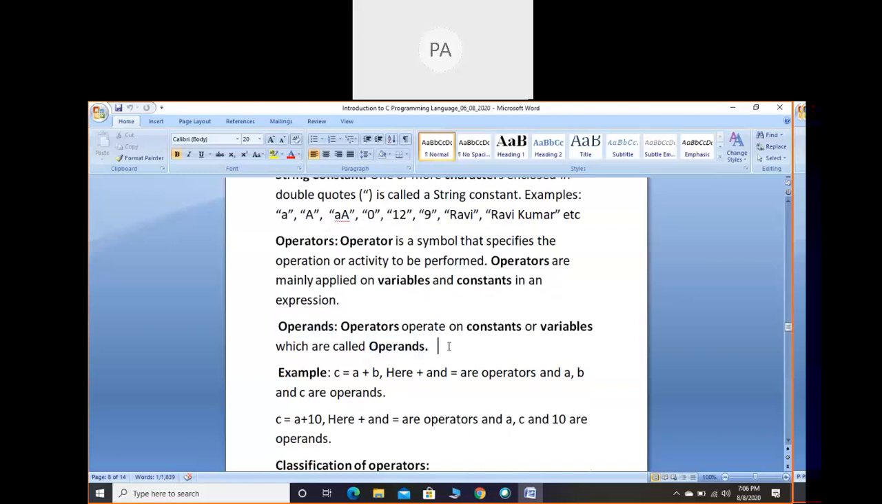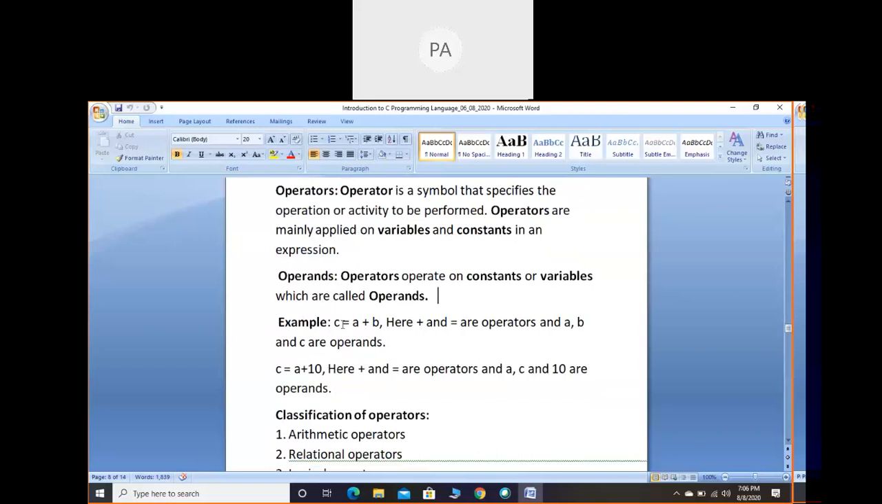Whenever we look at an equation, we come across two things. One is operators, another is operands. If we take out the operators, the remaining thing is operands, that means either constants or variables. For example, c equals a plus b. Here plus and equals signs are operators, whereas a, b and c are operands. Okay, so it is very easy.